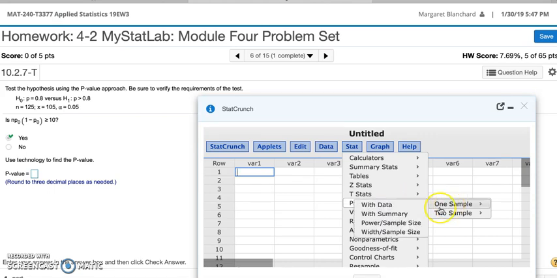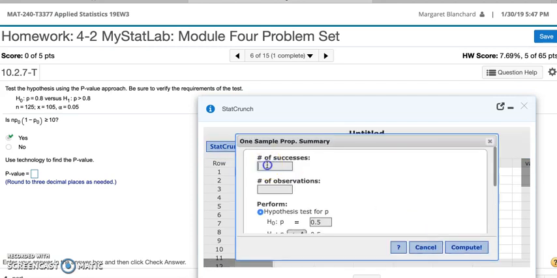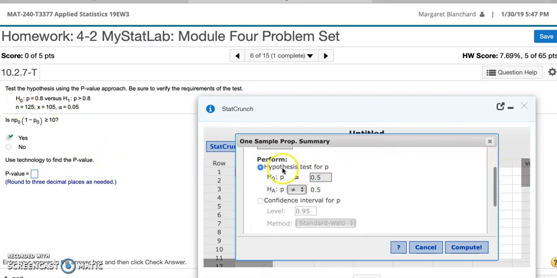We only have one sample, and we have with summary. We do not have the data set. In this case, we only have the summary statistics. So once that opens up the new window, the number of successes, that's our x, that's 105. Number of observations, that's our n, 125. We scroll down. As you see, hypothesis test is automatically checked. We don't need to change anything there. We do need to change our p naught to 0.8. And then our alternative hypothesis is greater than.